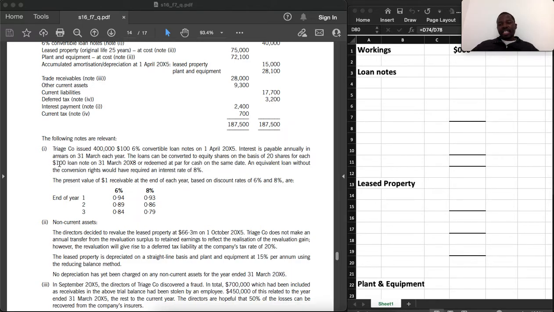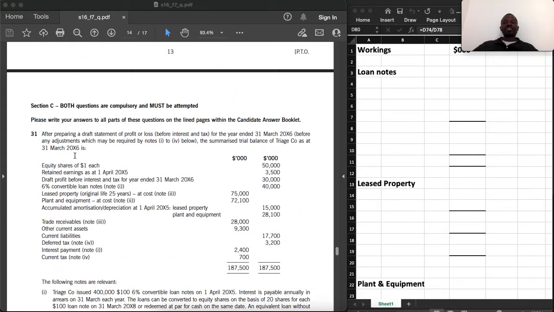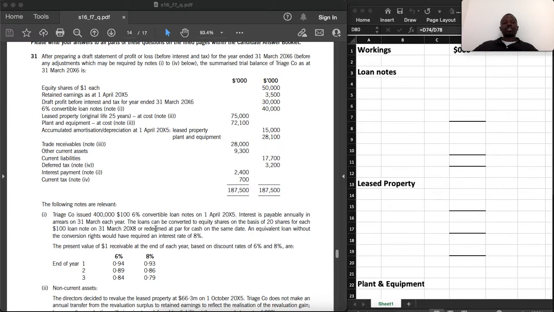Now, note number 1, TCO issued $40,000 6% convertible loan notes on 1 April 20x6. Our year end is 31 March 20x7. So these loan notes were issued at the beginning of the year. Interest is payable annually in arrears at 31 March each year. The loans can be converted to equity shares on the basis of 20 shares for each $100 loan note at 31 March 20x8. So they are going to be redeemed or converted at 31 March 20x8.